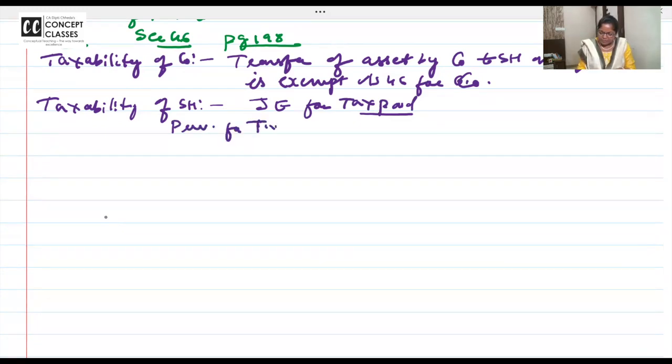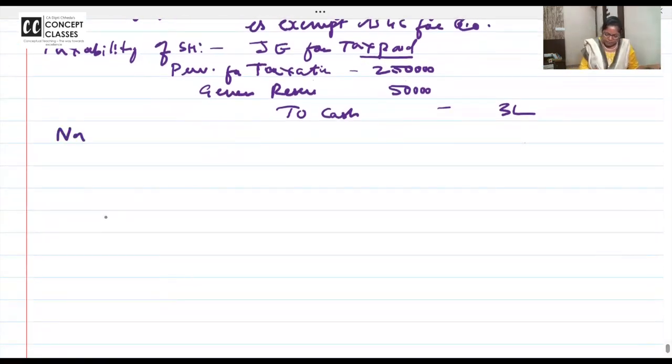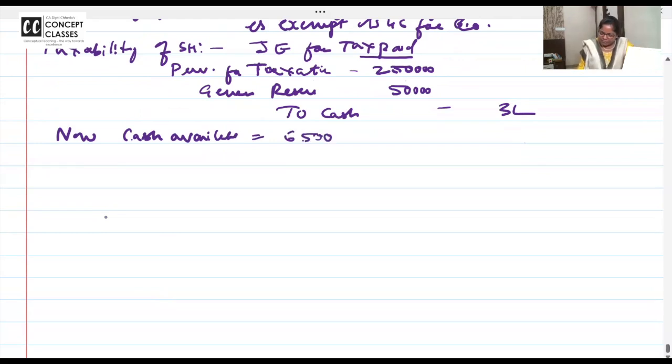Provision for taxation. You have already made the provision for taxation, 2,50,000, plus 50,000 which you have to pay extra. General reserve debit to cash. First line, the tax liability of 3 lakhs was paid. So 3 lakh cash reduced and provision reversed, and 50,000 was paid out of general reserve. Now, cash available is 6,50,000 minus 3,50,000.